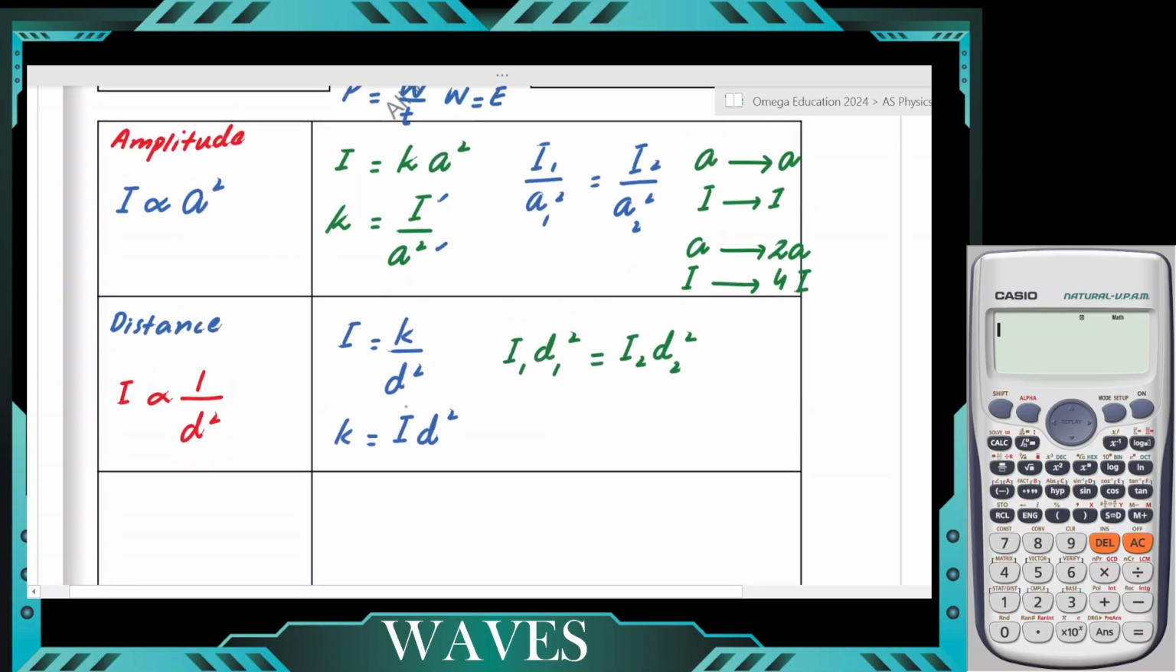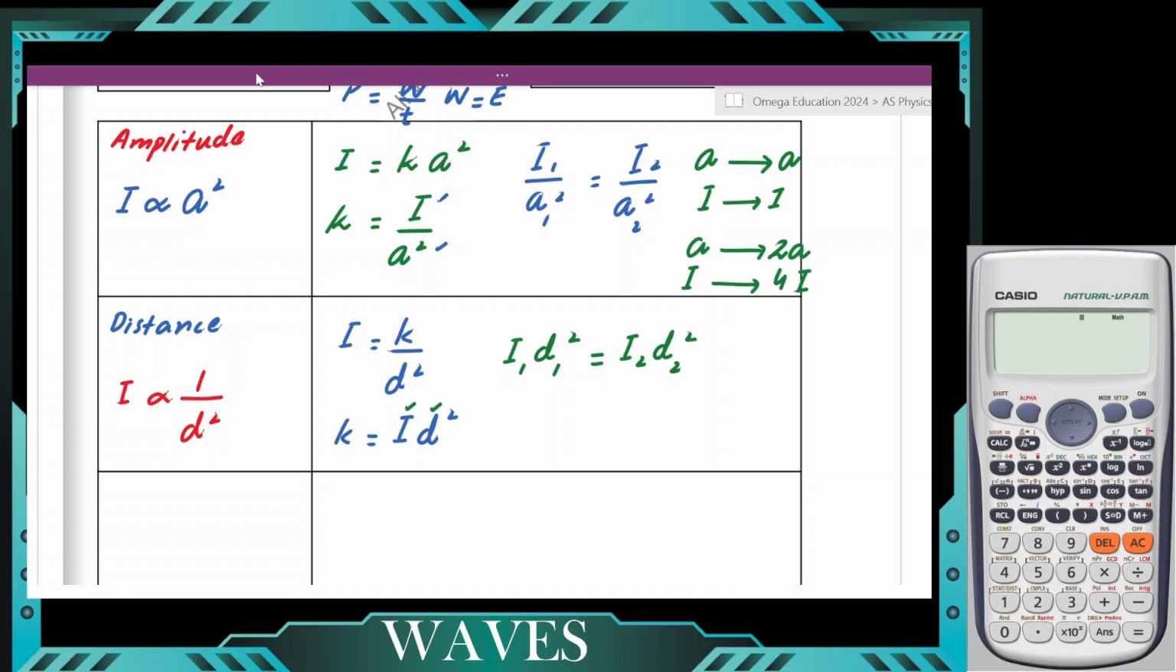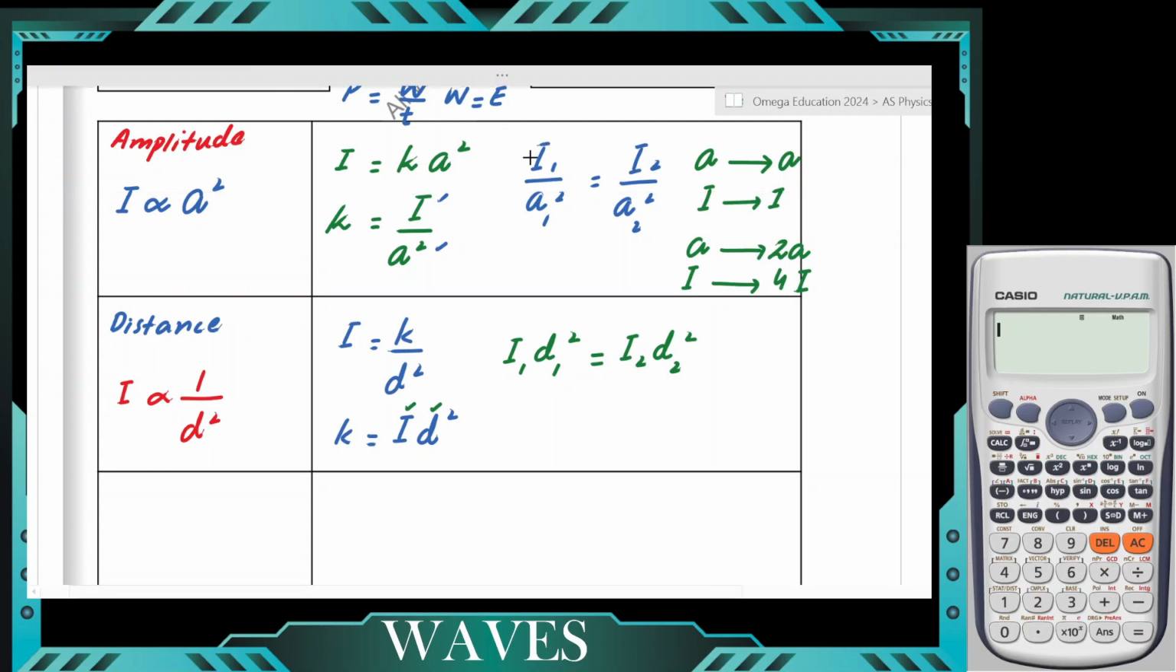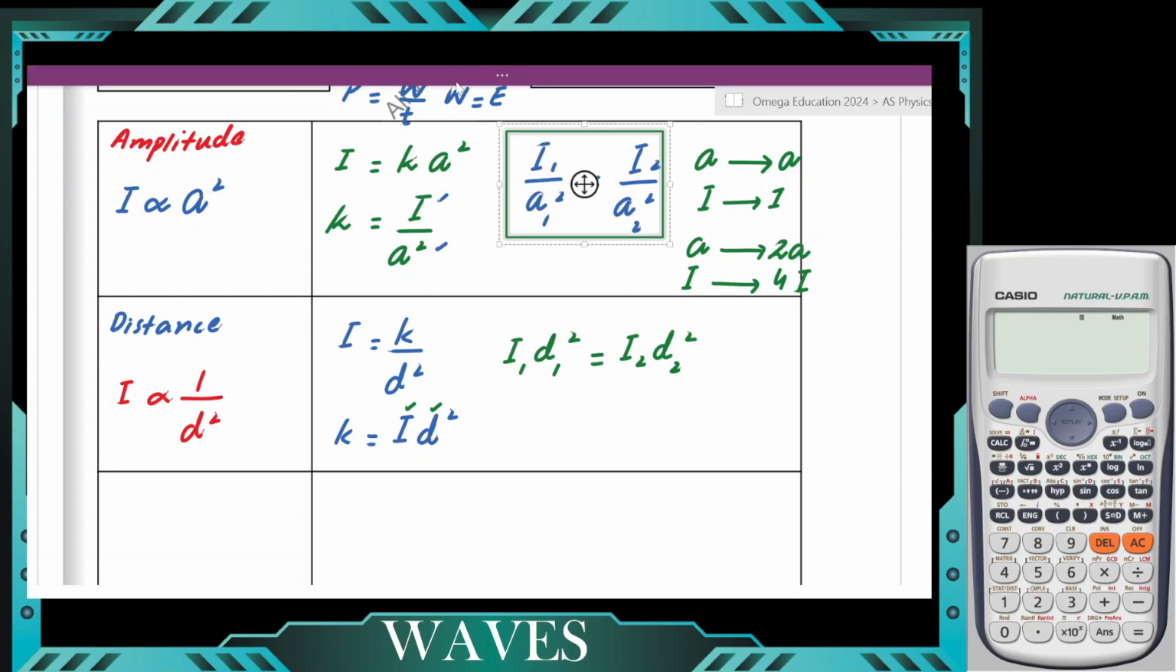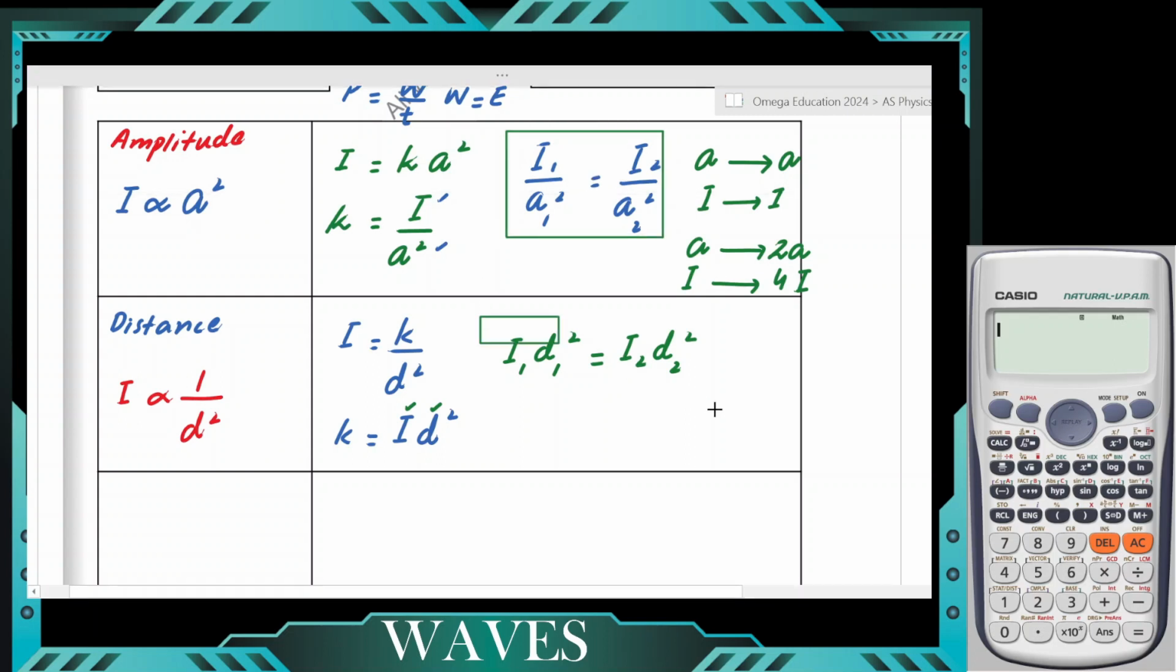Because the product of intensity and the square of distance is constant. So at any point, if you multiply the intensity and the square of distance, the answer would be a fixed number. It won't change. So these are very important formulas, like this one, and also the second one.